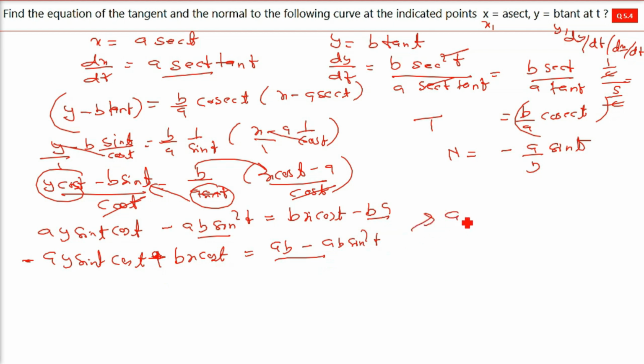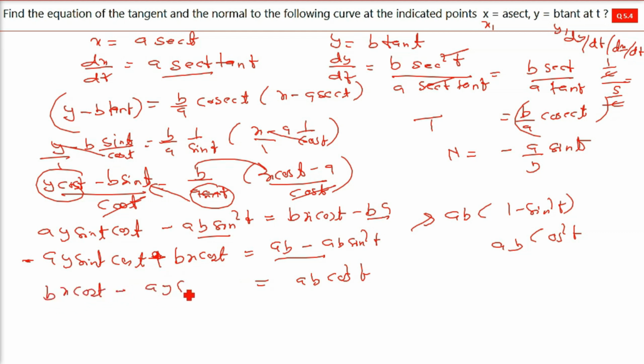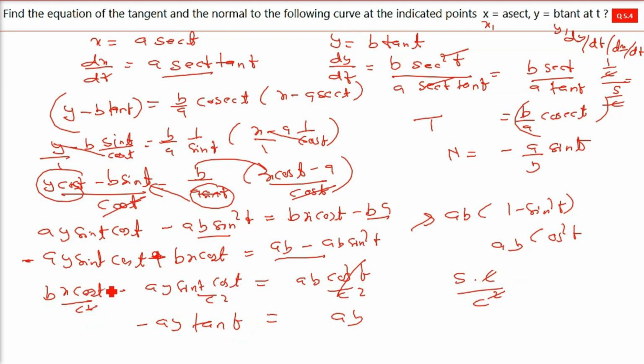Now you can take this ab outside: 1 minus sin square theta, as I just suggested, is cos square theta, because sin square theta plus cos square theta is equal to 1. So you can write it as ab cos square t. Here you can write b x cos t minus a y sin t cos t. Now just divide the whole thing by cos square. So when you divide, you get ab here, sin t cos t by cos square t, so you will get sin by cos, that is tan t. Again cos t by cos square t: 1 cos gets cancelled, 1 by cos is sec. You can write it as b x sec t. So this is the equation of the tangent.